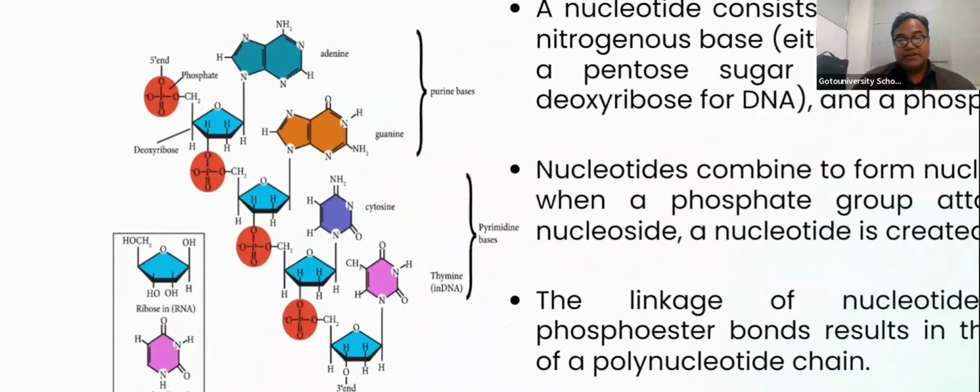Now, if you are talking about a single nucleotide, besides having a nitrogen base, it also has pentose sugar with the phosphoric acid or phosphate group. In the CBSE board exam, whenever they ask what the nucleotide consists of, we need to say the nitrogen base, which might be a purine or pyrimidine, next the pentose sugar, next the phosphate in the form of phosphoric acid. Either you say phosphate group or phosphoric acid.